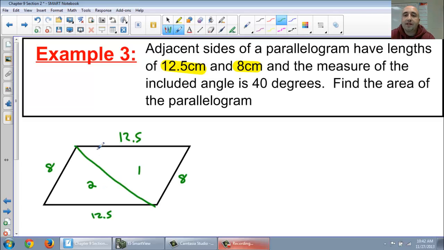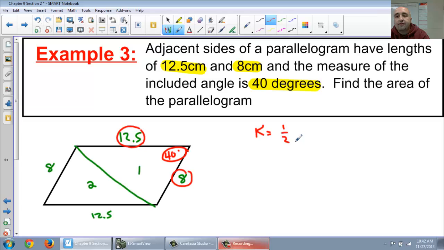Okay, now they give us another piece of information here. They tell us that the included angle between those 2 sides is 40 degrees. Okay, so that's going to help us here. So we have 40 degrees now. All right, so basically we have a side, an angle, and a side. And then we should be able to figure out the area of that top triangle there. So let's figure out what this is.